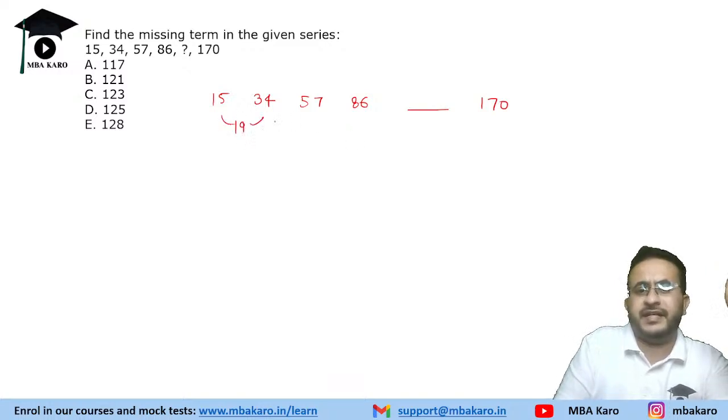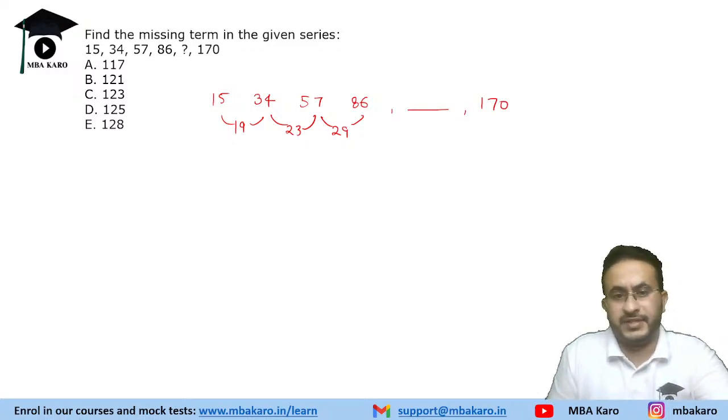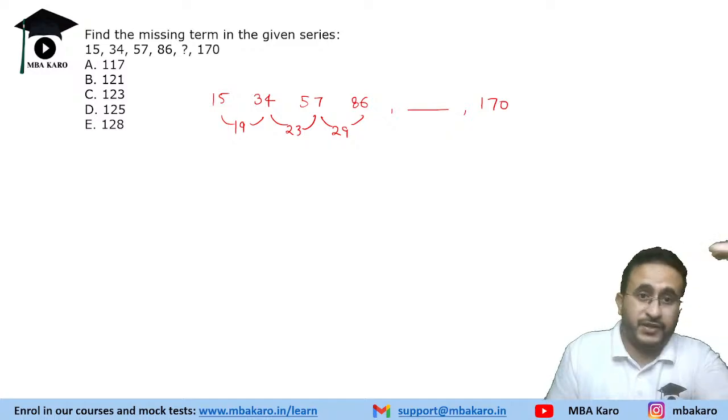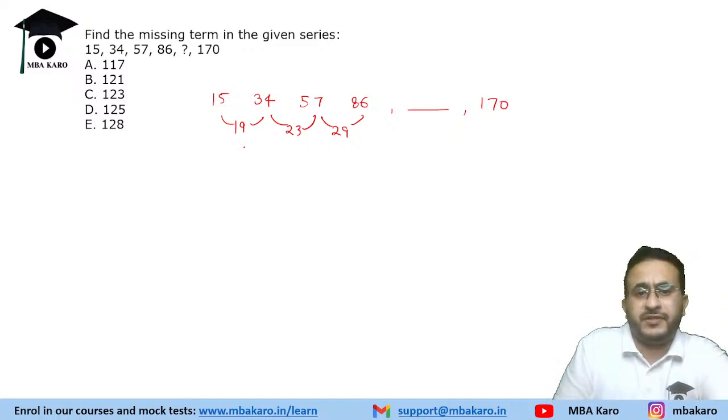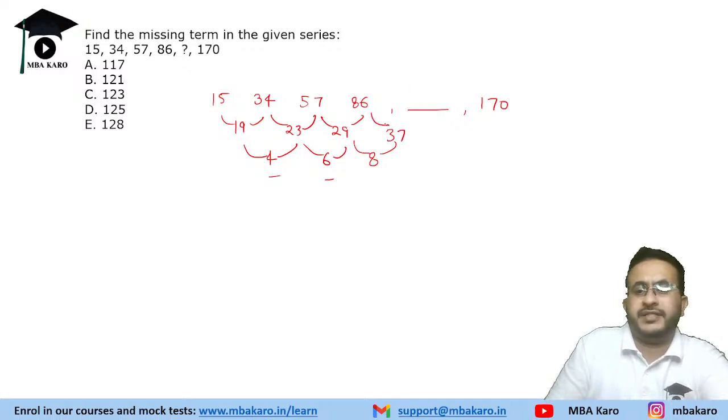The difference is 19. The difference is 23. The difference is 29. Okay. Now we have two numbers that are missing. Now, if you further see, this difference is 4, this difference is 6. So the double difference is increasing by 2. So let us put the next double difference as 8. So the difference would be 37. So 86 plus 37 will give us 123.